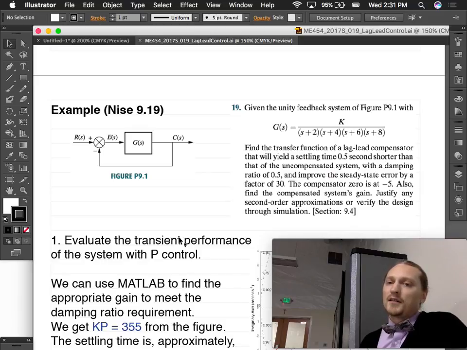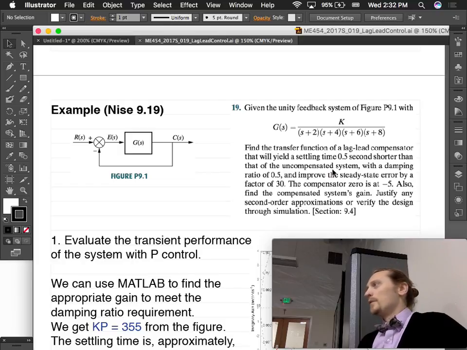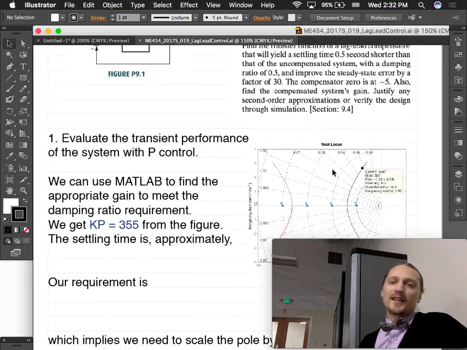The compensator 0 is at -5. So this is a piece of information that is given in the problem only so that most students will come up with similar designs. It's actually kind of arbitrary where you set the compensator 0. So they specify it only to make everybody get about the same values. So keep that in mind. Also, find the compensated system's gain, justify any second order approximations, or verify the design through simulation. So that's the problem. So notice this is a 4th order system. Super scary, right?